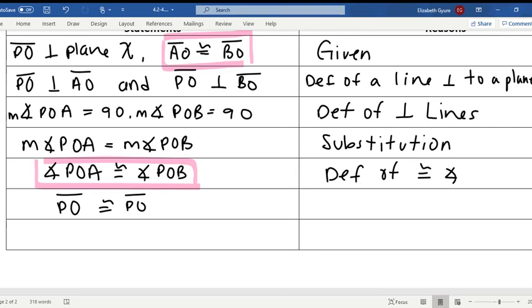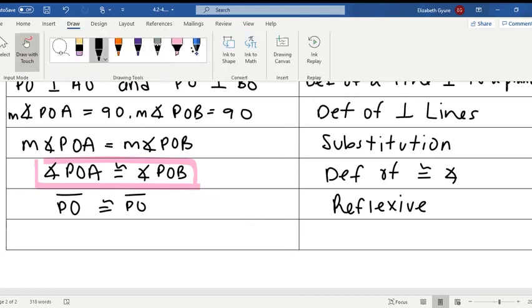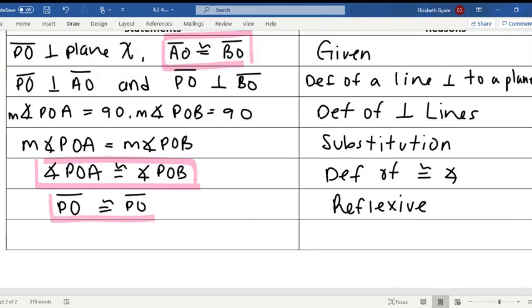Matt. Reflexive. Good. Reflexive property. And yeah, I was right. We do need one more line. Sorry. Because what can I say now? I had my given set of sides. I found my angles. I now have my other set of sides. Ella?